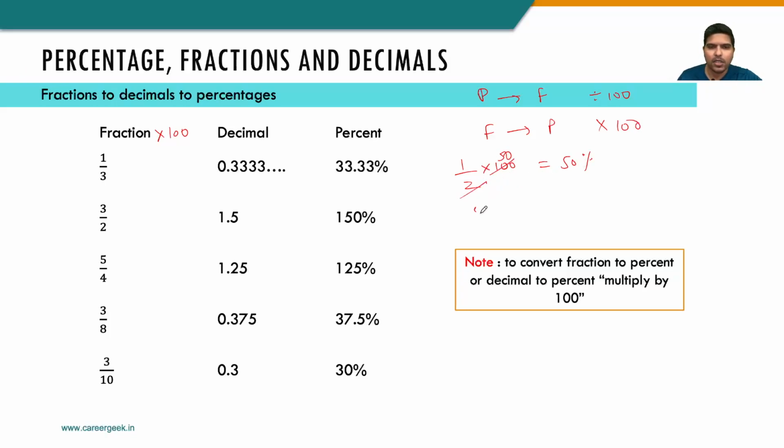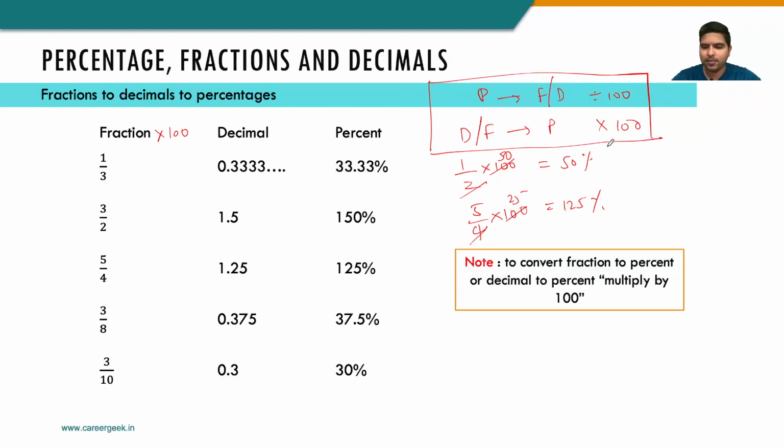Now, if I want to convert, let's say, 5 upon 4, fraction to percent, I just multiply by 100. 125%. We can have more than 100%. Again, the same for decimals to percentages: you just multiply by 100. Percentages to fractions or decimals, you divide by 100. This is probably the shortest and easiest way to remember the conversions.